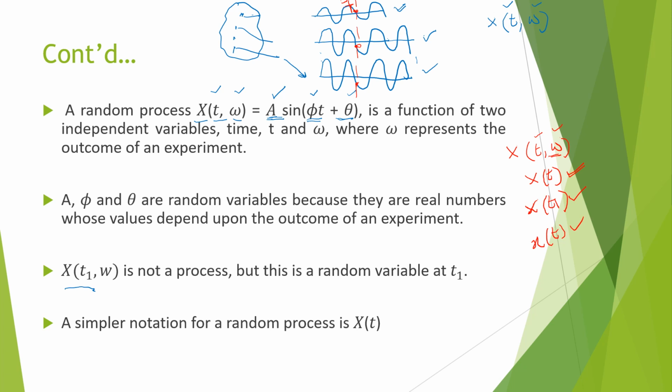So this is the distinction between terms like random process, random variable and a simple function. As I said, a simple notation for a random process is X(t). Now let us recollect, for a simple random variable, what is the notation? The notation is capital X. For a random process, the notation is capital X(t).